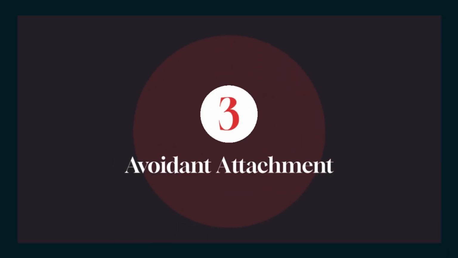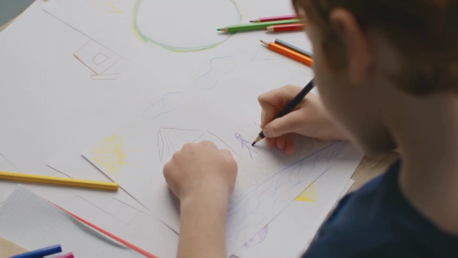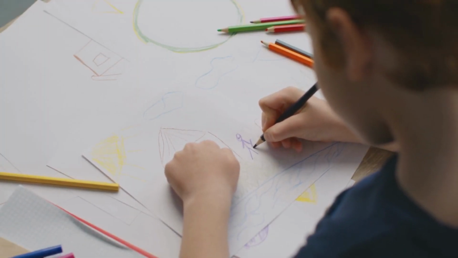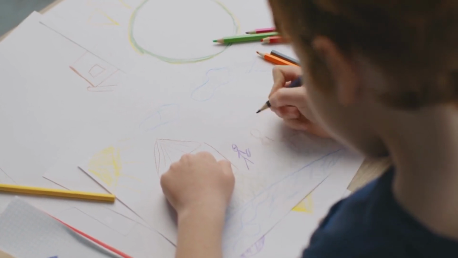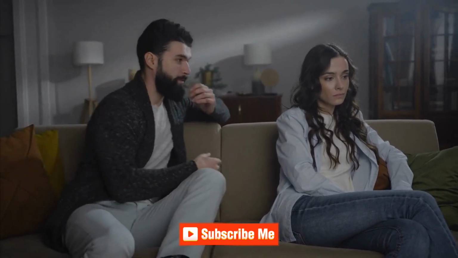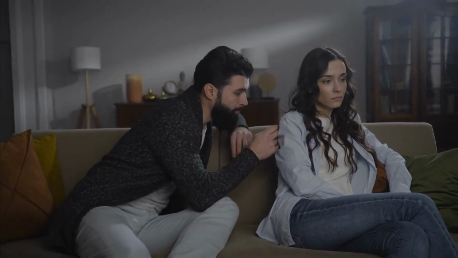3. Avoidant attachment. Avoidant attachment arises when caregivers are emotionally unavailable or dismissive. Children in these situations learn to suppress their emotional needs as a defense mechanism. As adults, avoidant individuals may struggle with intimacy, preferring to maintain emotional distance in relationships.